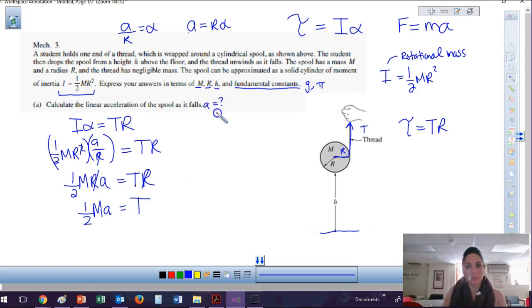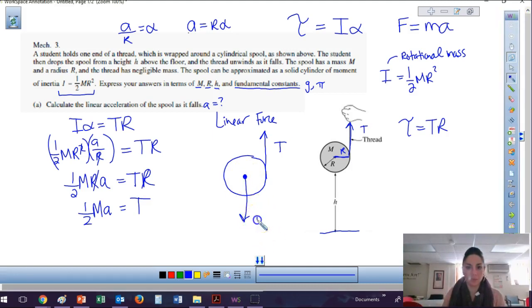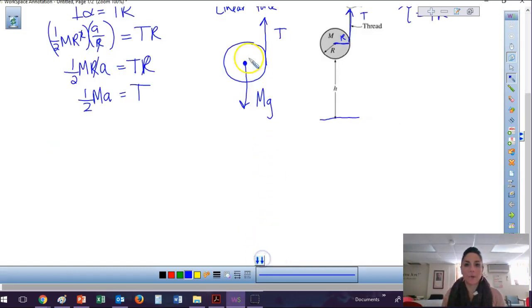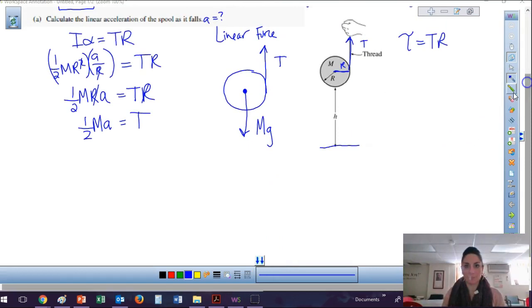So this is when I'm going to use linear forces, or in other words, we're going to use the fact that we can treat this like Newton's second law. So I'm just going to redraw it right here. You have two forces acting on this. We have a tension acting up, and then the weight of the object acting down. Actually, I may just write this as capital M, because we do know the mass is modeled as capital M. So that's the free body diagram of this situation.